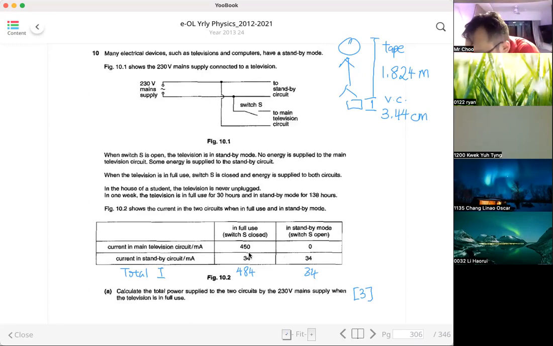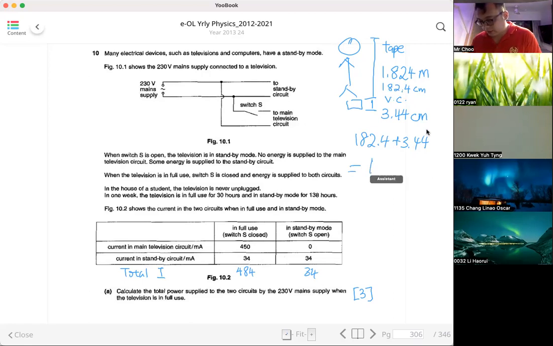Let me change all to cm. If I change all to cm, this will be 182.4 cm. So I want to add these two together. What do I do? You must remember that your final answer can never be more accurate than these two answers. So when I add them up, this is to 1 decimal place. This is to 2 decimal places. If I use a calculator, I should get 185.84.